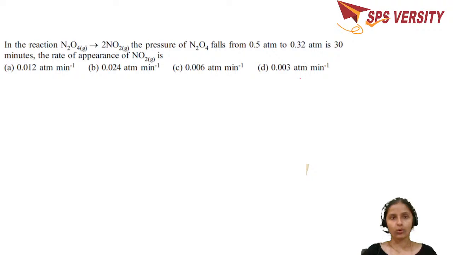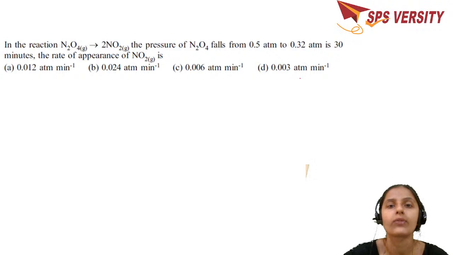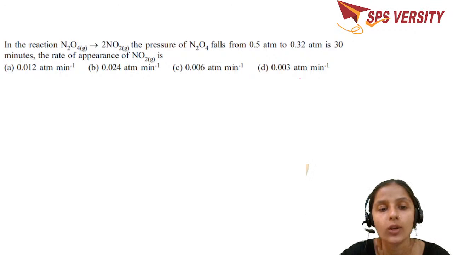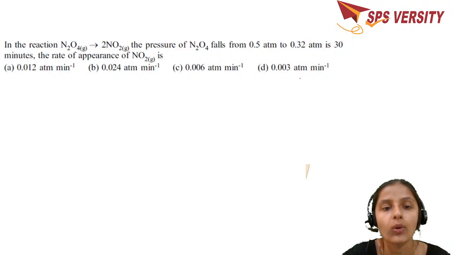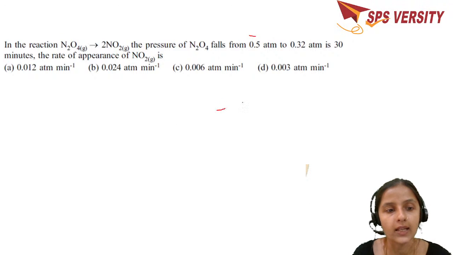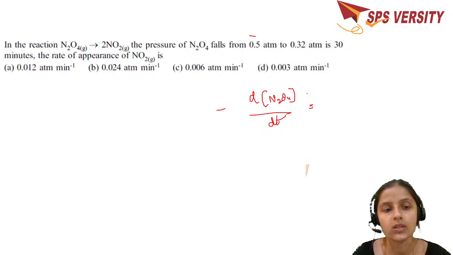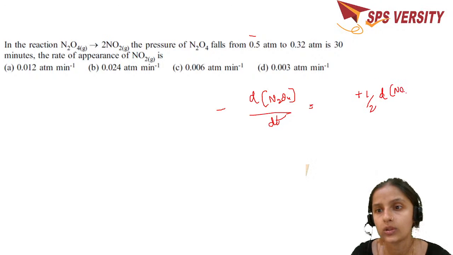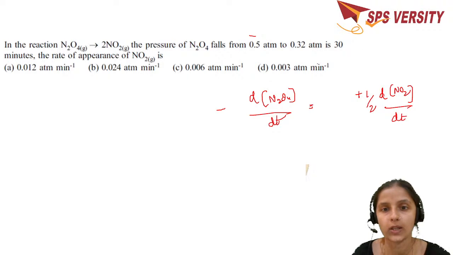In the reaction N2O4 gives rise to 2NO2, the pressure of N2O4 falls from 0.5 atmosphere to 0.32 atmosphere in 30 minutes. The rate of appearance of NO2 is? So how do you write the expression first? You have to write minus d[N2O4] divided by dt, which is equal to plus 1 by 2 d[NO2] divided by dt. This is how you write the expression.